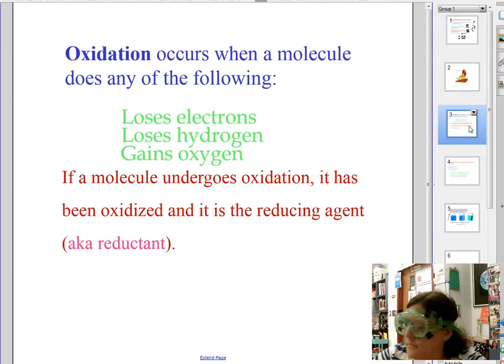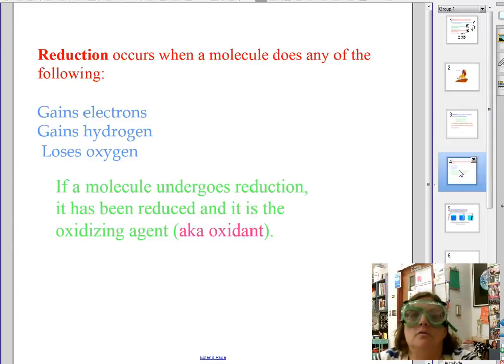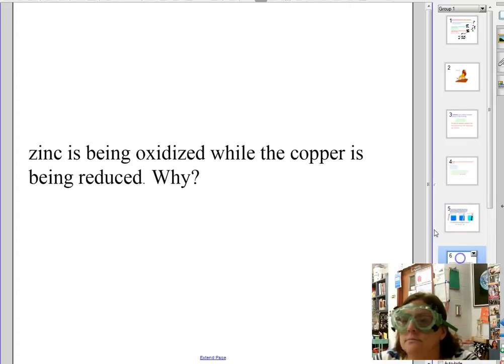All right. There's a review on oxidation. Losing electrons, if it loses a hydrogen, gains an oxygen. Reduction, if it gains electrons, gains a hydrogen, loses oxygen. Okay?